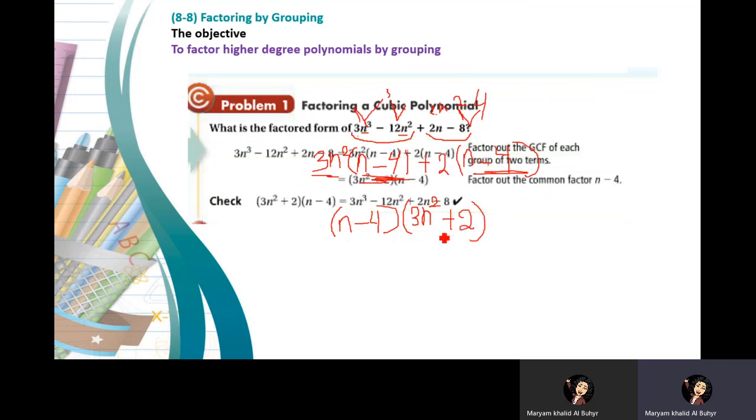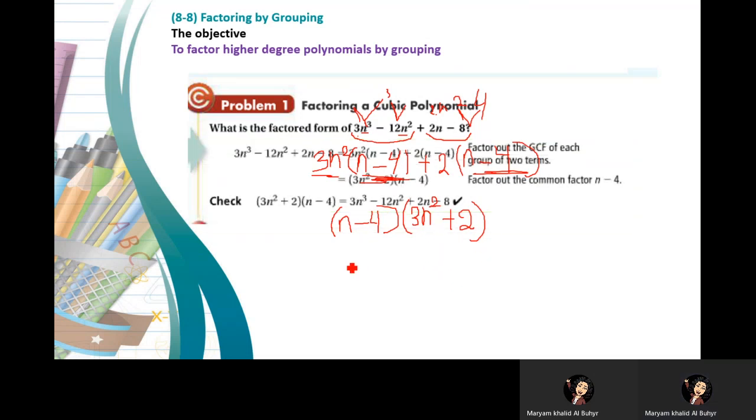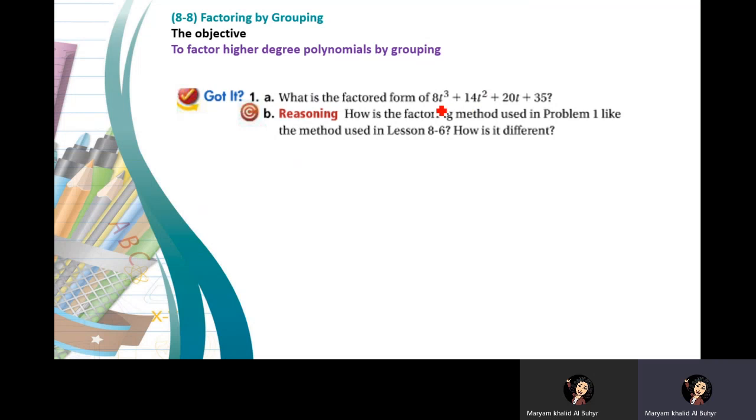Let me do one more example with you. If you want to check your answer, you can just multiply them again and check. So let me do this one. What do I have here?